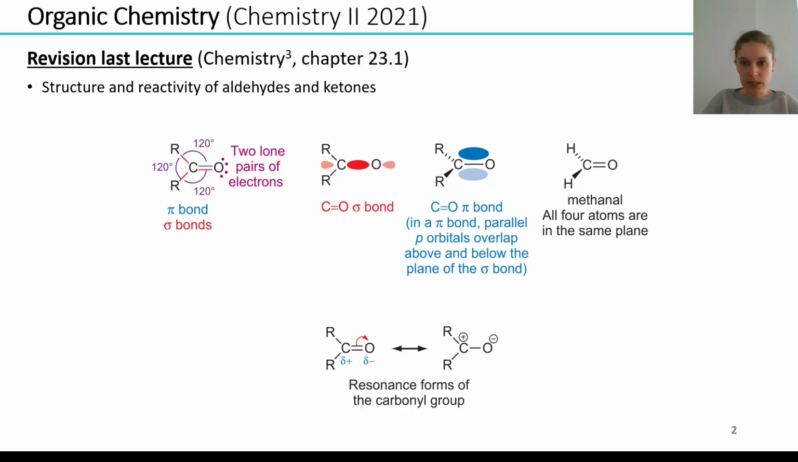And we now know that both aldehydes and ketones contain a carbonyl group. Aldehydes contain at least one hydrogen next to the carbon-oxygen double bond, whereas ketones contain two alkyl or aryl substituents. And we also learned that the carbon-oxygen double bond is short and strong, even stronger than the carbon-carbon double bond. Nevertheless, the carbon-oxygen double bond is reactive because the electrons in the carbon-oxygen double bond are polarized.